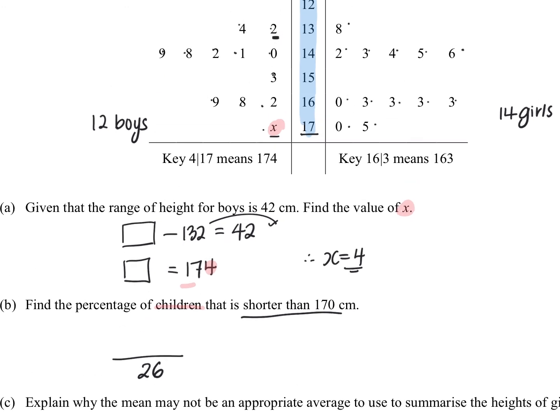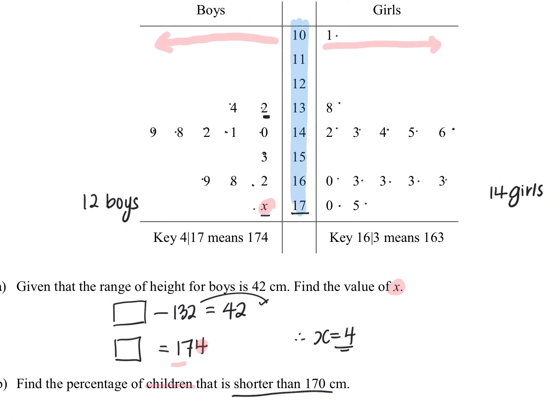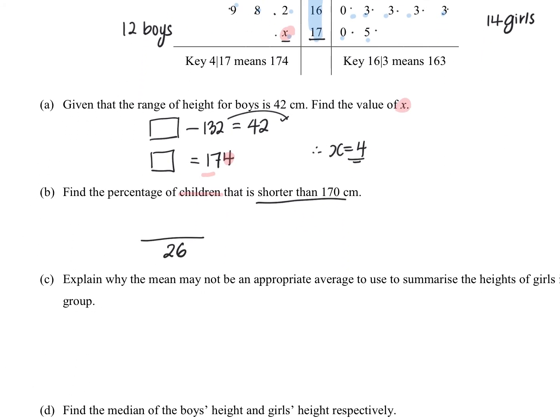Now I want the children that are shorter than 170 cm. So shorter than 170, that means cannot include 170. So I'll have all the data values. Wow, so many. Right, so I have a total of 26, minus away 1, 2, 3. Minus away 3 data values, that will give me 23. If not, I shall count 1, 2, 3, 4, 5, 6, 7, 8, 9, 10, 11, 12, 13, 14, 15, 16, 17, 18, 19, 20, 21, 22, 23. So there are 23 values who are shorter than 170 cm.